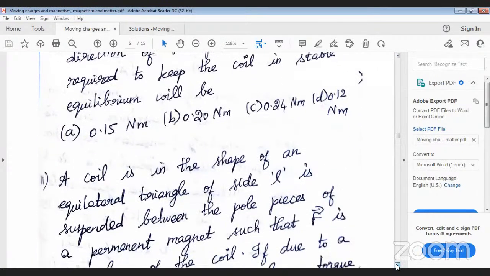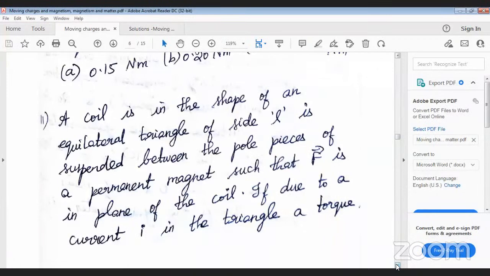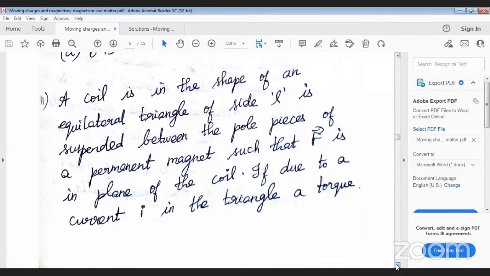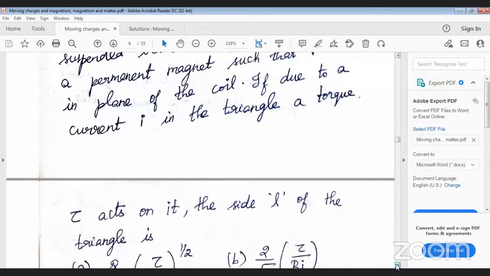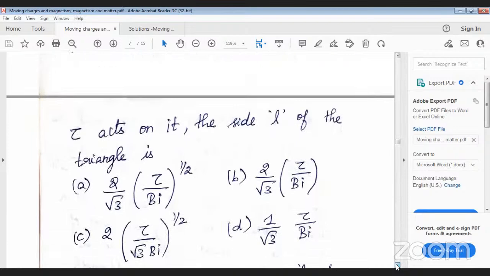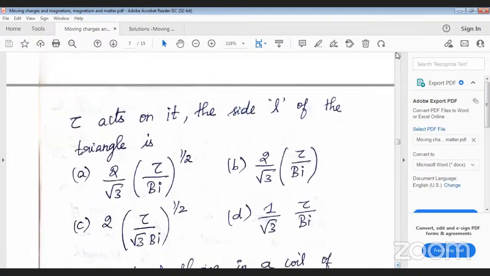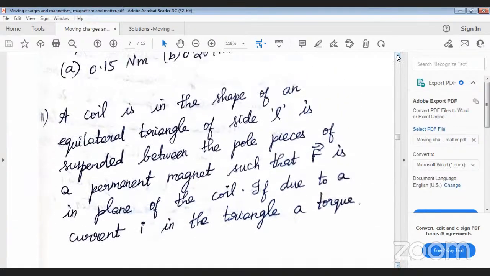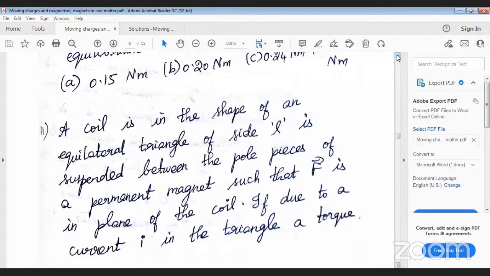And now, question number 11. A coil in the shape of an equilateral triangle of side L is suspended between the pole pieces of a permanent magnet such that vector B is in the plane of the coil. If due to a current I in the triangle, a torque tau acts on it, the side L of the triangle is given by. First of all, you need to draw the diagram for this. So let us see the diagram.